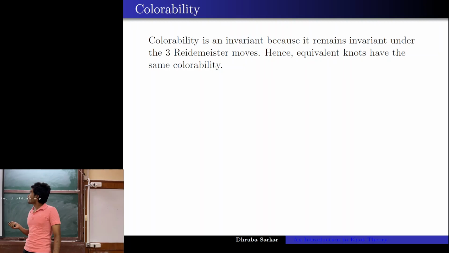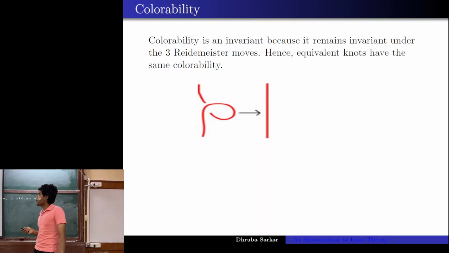Before that, let's see that colorability is actually an invariant. For that, you just have to check that it remains invariant under the three Reidemeister moves. Hence, by Reidemeister's theorem, it's invariant under knot equivalence, and therefore colorability is a knot invariant.